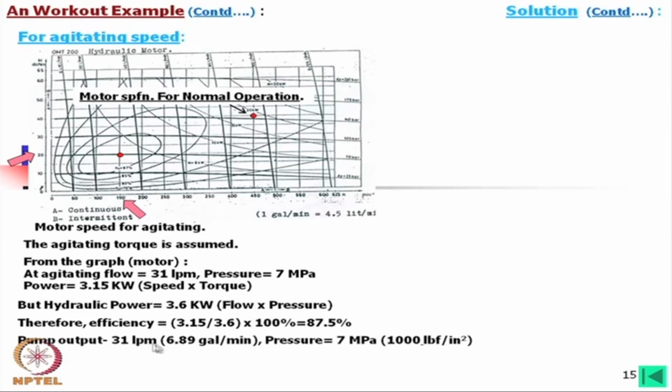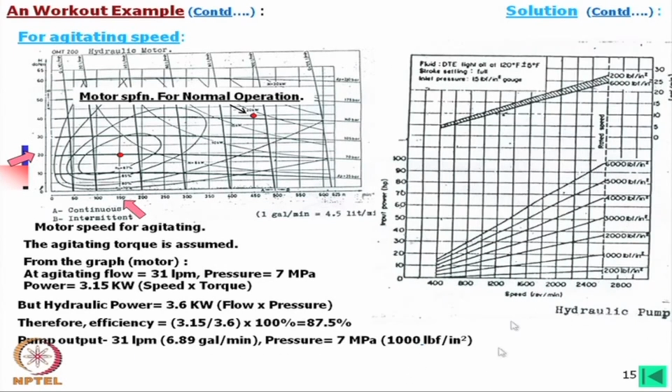Pump output is 31 liters per minute, 8.89 gallons per minute, and pressure is 7 megapascals. So, if I consider in the same way what we have calculated, now this is the line for the flow term, and on which this is the pressure term, and we get this point there. Okay. And then speed we find 600 rpm.